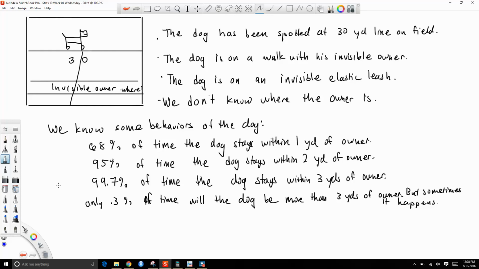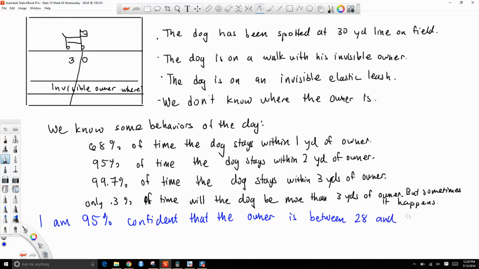We would be surprised because that means this picture happened to be taken at one of those very, very rare moments where the dog was 5 yards away from the owner, which doesn't happen very often, okay? So based on the behaviors of the dog, we can say something like, I am 95% confident that the owner is between the 28 and 32 yard lines. All right. Does that make sense?